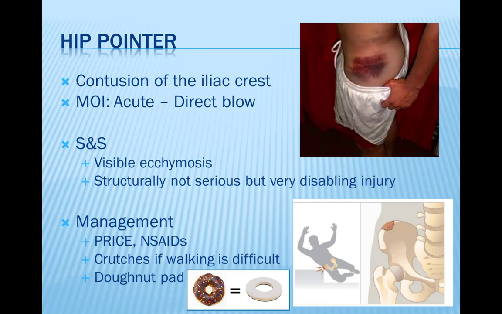Management for hip pointers will include rest, PRICE, and NSAIDs. Crutches may be used if walking is painful or difficult. The area should also be protected to avoid further injury. A donut pad is very effective in helping to protect hip pointers from further injury.